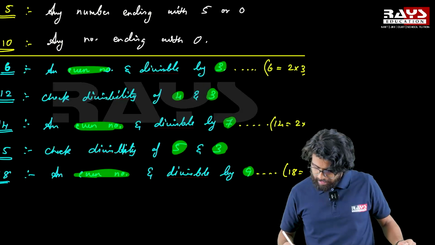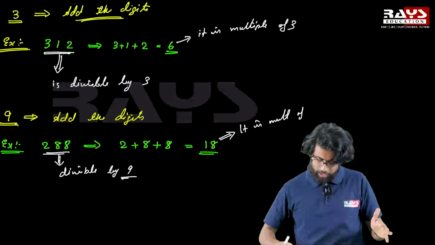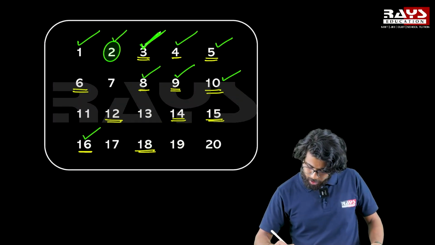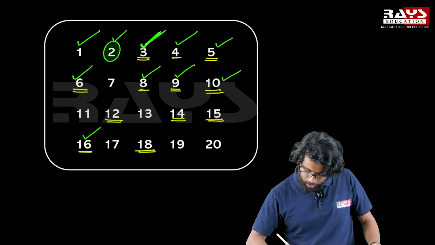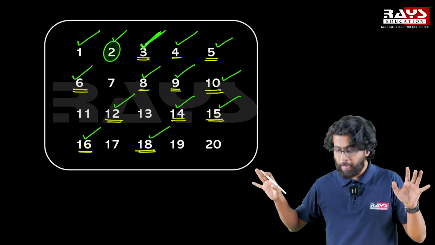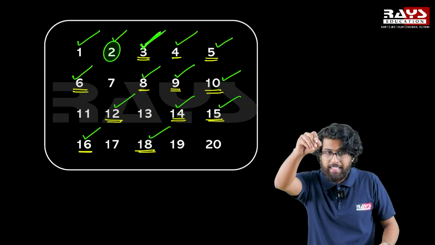So let's tick out these numbers: 6, 12, 14, 15, 18. 6 done, 12 done, 14 done, 15 done, 18 done. So what is remaining here? Okay, let's discuss, guys, listen here.